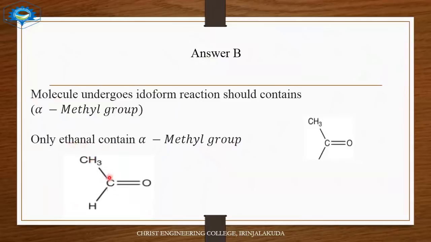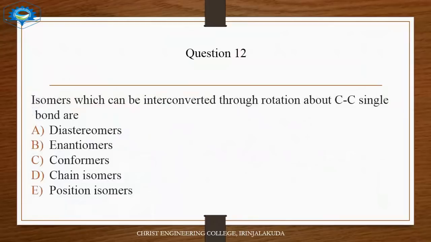In our options, only ethanol contains an alpha methyl group, with structural formula CH3-CHO. Ethanol means 2 carbons, and it is an aldehyde, so 2 carbons with the aldehyde group CHO. CH3-C=O-H is the structure. So only ethanol contains this alpha methyl group and only ethanol undergoes the iodoform test. Remember, for the iodoform reaction there should be an alpha methyl group.